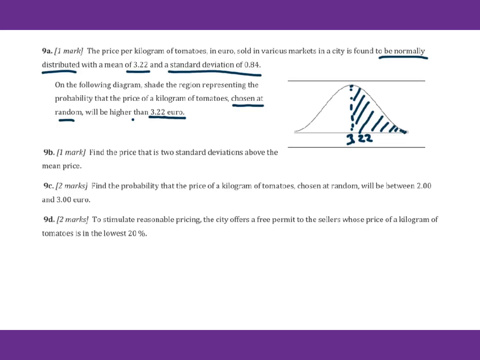9b, find the price that is 2 standard deviations above the mean price. That means we use mu to stand for the mean, and sigma to stand for the 0.84. So we have mu plus 2 times sigma. You have 3.22 plus 2 times 0.84. You will get 4.9.